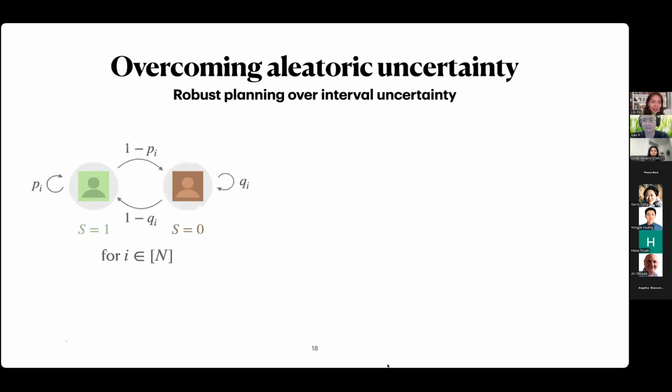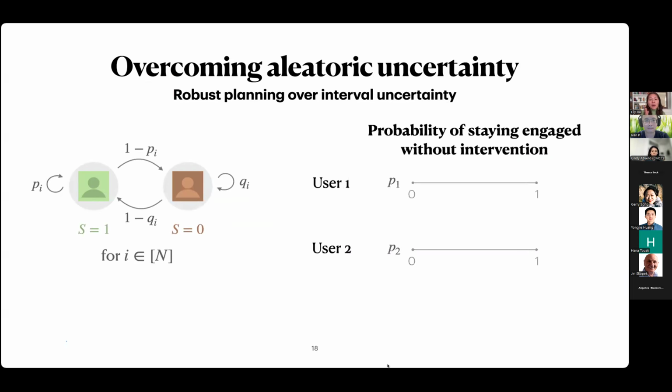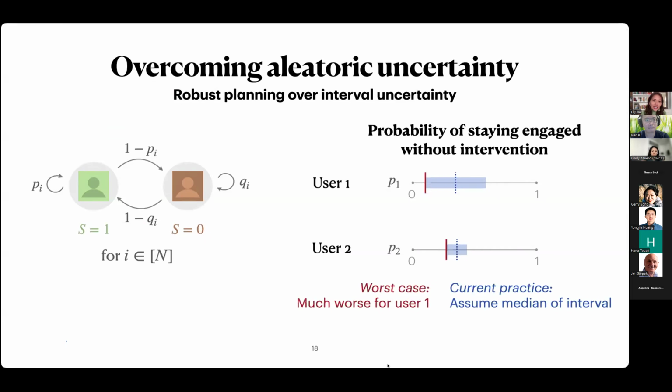So we're still looking at this example of restless bandits. And we can look at what is the probability of some user enrolled in our program of staying engaged without us intervening on them. So we might have some uncertainty interval for each of them. And the existing approaches for restless bandits is to just take the center of this interval. So here the two users would be treated the same. But instead, if we looked at the worst case scenarios for these users, it's much worse for user one because they're much less likely of staying engaged.